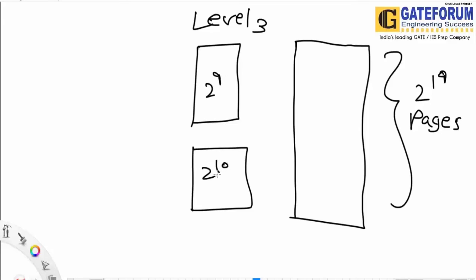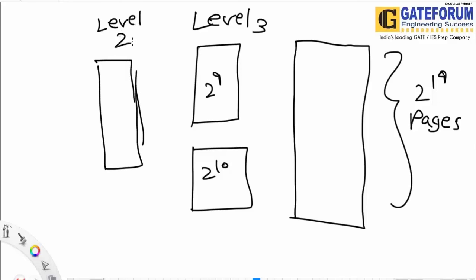So one for 2 raised to 9 and another for 2 raised to 10, which can point to all of these particular pages here. Now for level 2, every one page of level 2 can point to 2 raised to 9. Every one page of level 2 can point to 2 raised to 9, and then the remaining one we would require here.